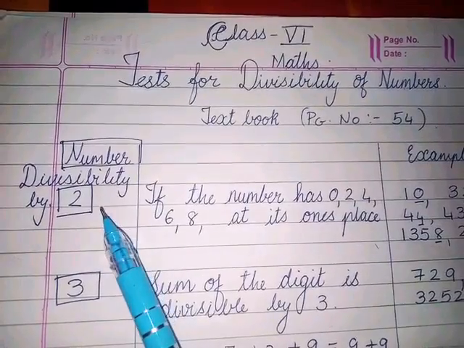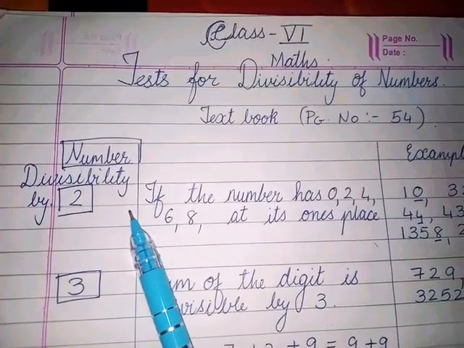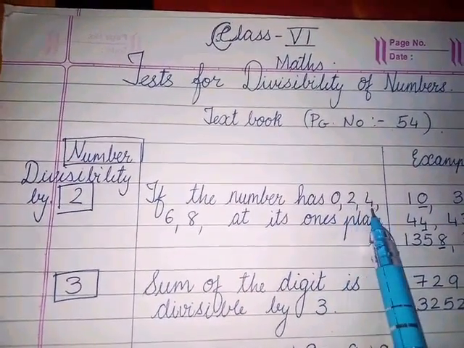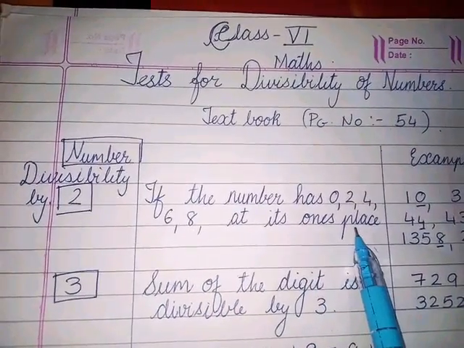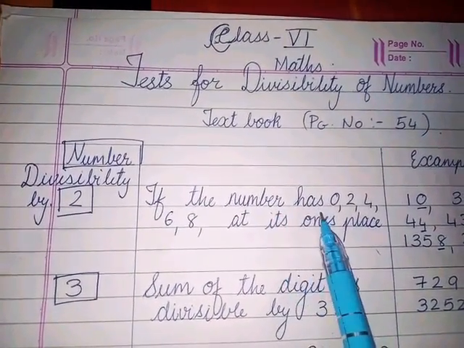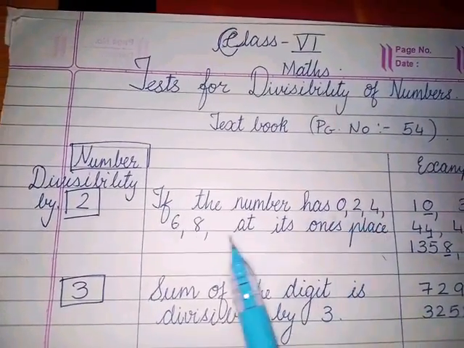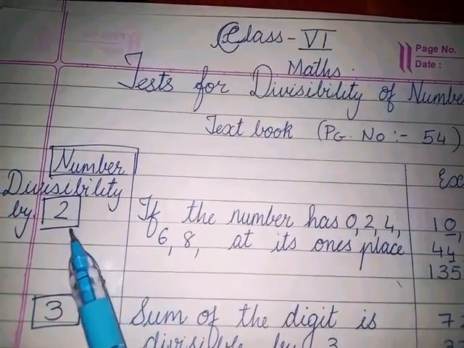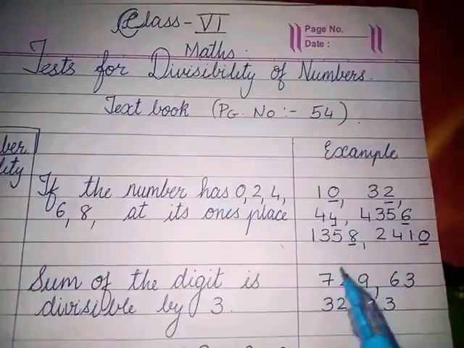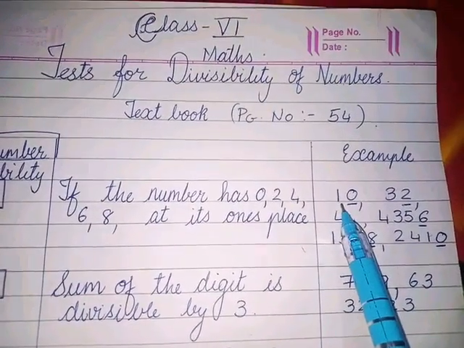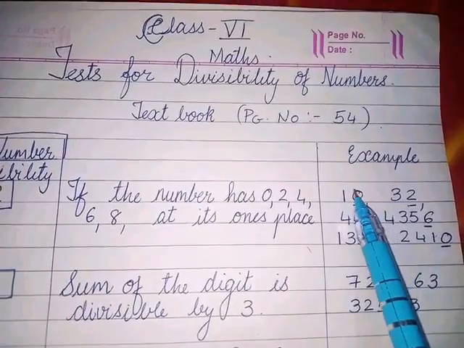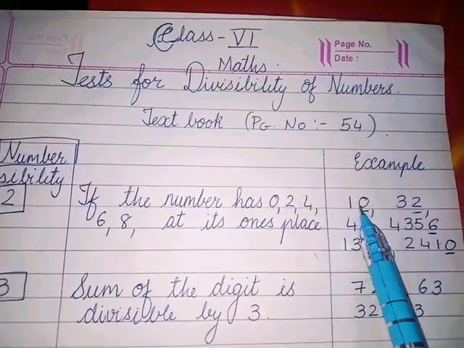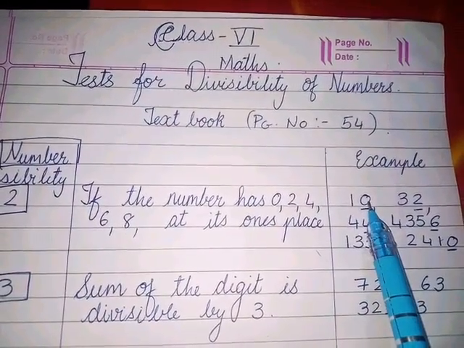How will we come to know that a number is divisible by 2? We can come to know if the number has 0, 2, 4, 6 or 8 at the ones place. Then we can say that the number is divisible by 2. For example, take 10. This is our ones place, and at the ones place the number is 0. So we can say that 10 is divisible by 2.